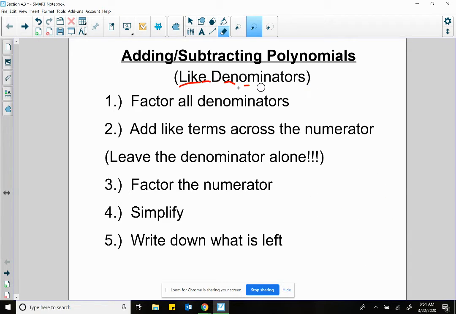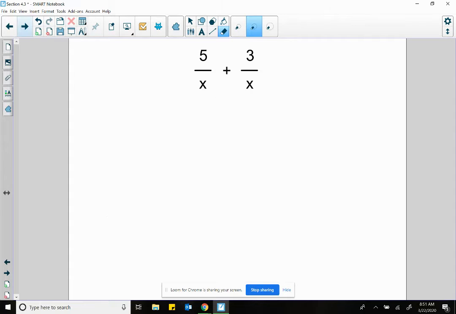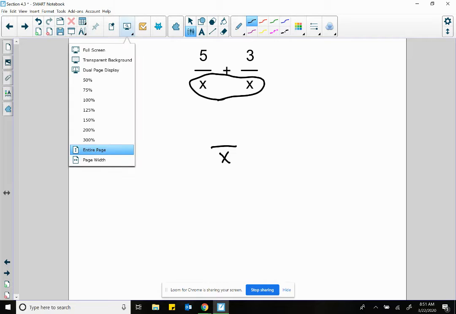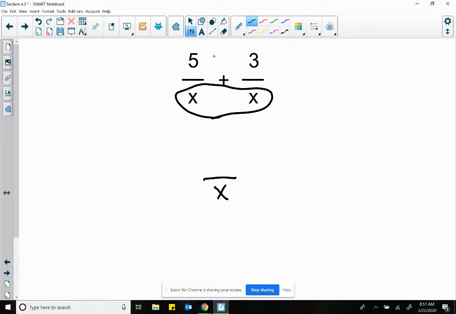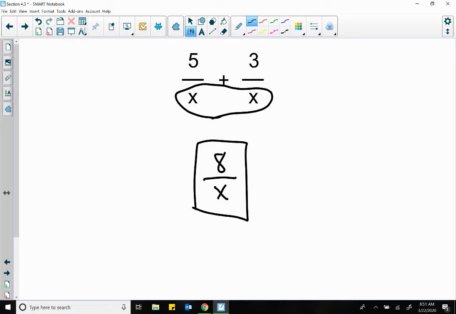So let's go do some adding and subtracting. Again, in your assignment, the first few examples are all going to be ready for you. Notice you already have that common denominator right there. We already got x and x. So my polynomial will have x on the bottom. Let's get out of this mode, page width. And then all we do is combine across the top. 5 plus 3, 8. Is there any factoring? Just like what I told you in 4.2, as long as you have single terms, there is no factoring. So is there any simplifying then? No. So this is the final answer.